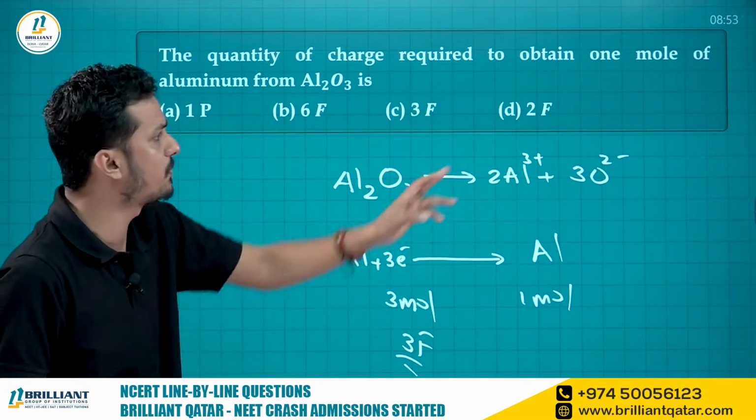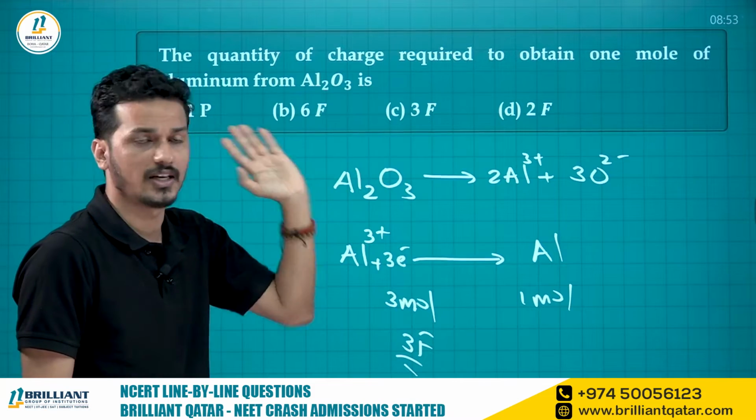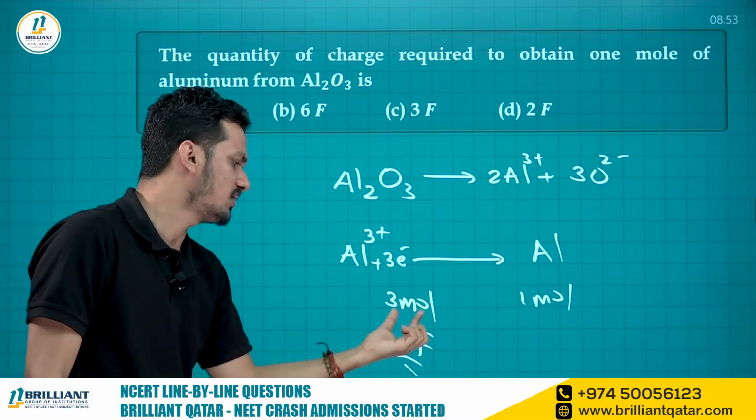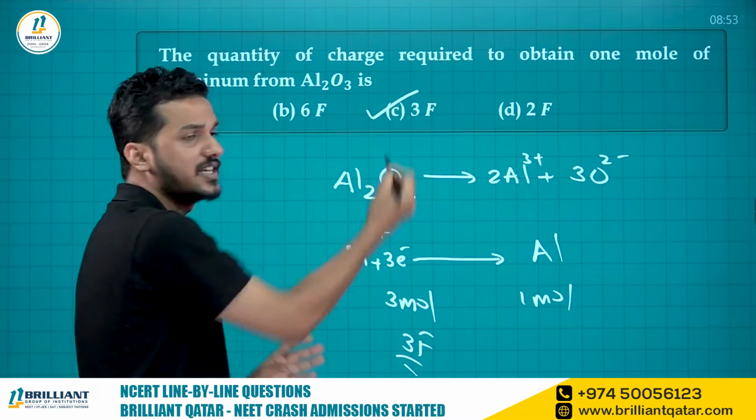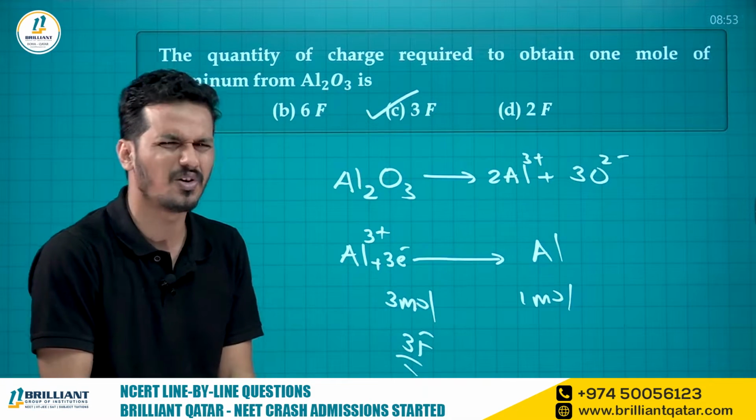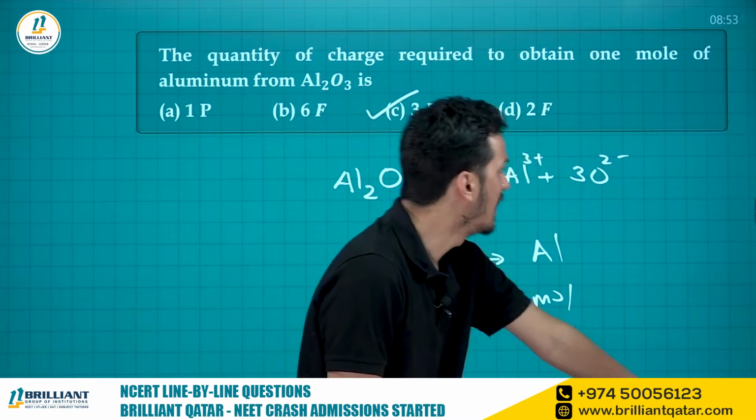So they are asking about obtaining 1 mole of aluminium from Al2O3. That means 1 mole aluminium needs 3 moles of electrons. That's the idea. So 3 moles means 3 faraday. Option C is the correct answer. I hope you got it. Easy, right? Then we can go to the next question.